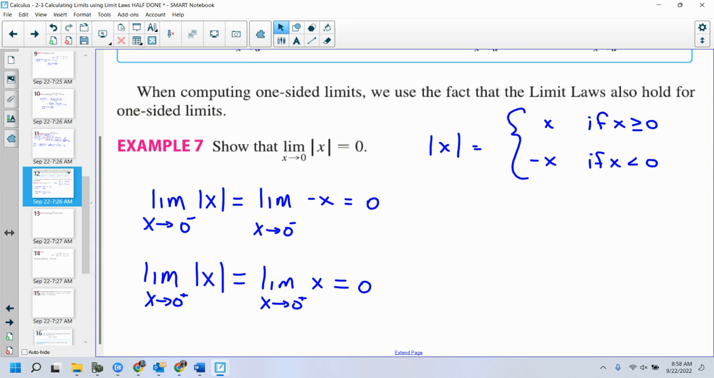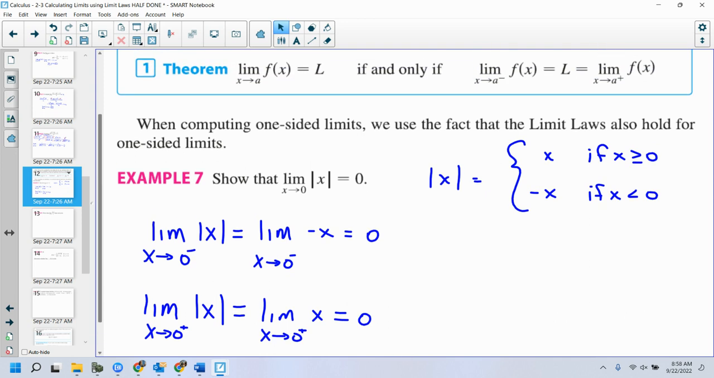Okay, what did we show? We just basically showed this theorem, didn't we? Okay, we can say that therefore the limit as x approaches 0 of the absolute value of x is 0. Kind of like the algebraic proof of that. Questions about that?